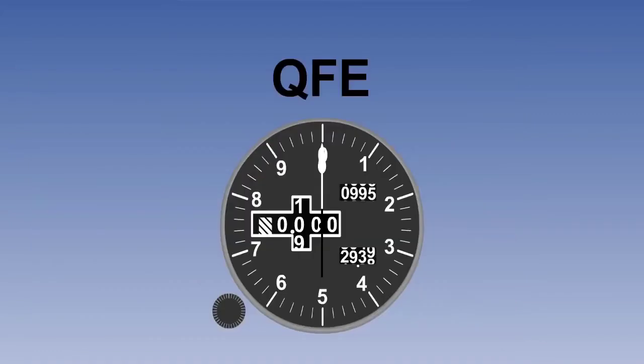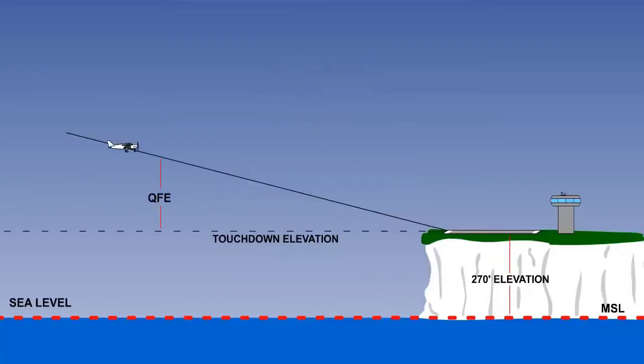QFE is defined as the atmospheric pressure at the aerodrome elevation. It is the subscale setting that will cause the altimeter to read 0 when the aircraft is on the ground. The 0 datum is the airport elevation, not sea level. Effectively, this gives the pilot his height above touchdown.